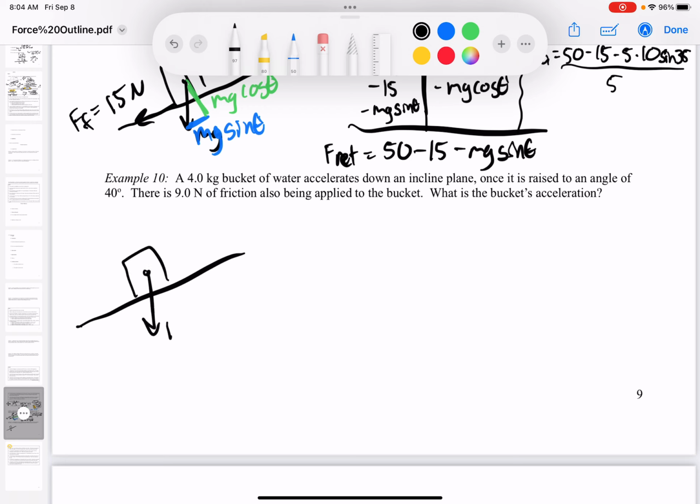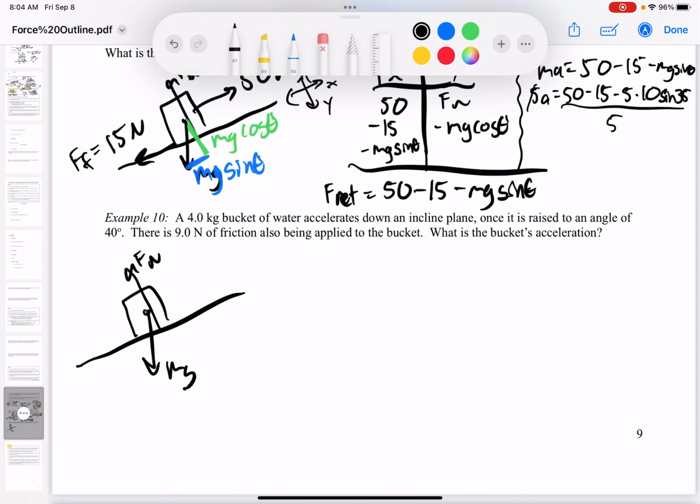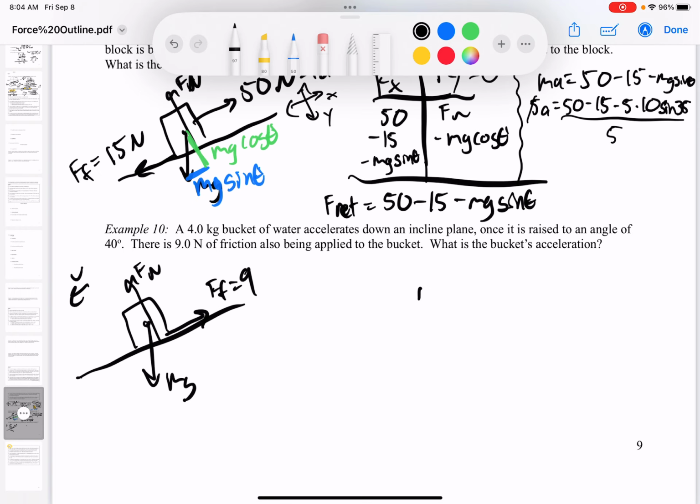So I have mg straight down, then I have Fn perpendicular to my inclined plane, and then I will also have friction. Now, because it's moving down the inclined plane, right, my velocity is down, that means the friction needs to be up the inclined plane. So this is one thing where you really need to be paying attention to the question, because it could be different, right? It could be that your friction is up the inclined plane, it could be that your friction is down the inclined plane. It will just depend on the actual situation you're in, right?